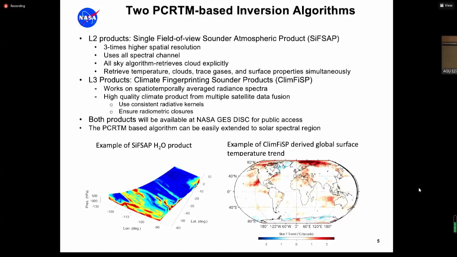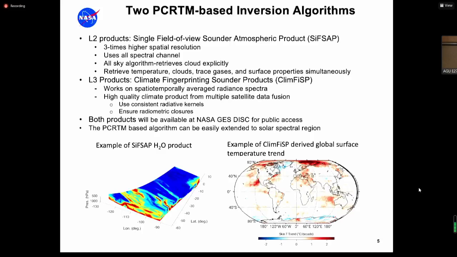And then we have another product, called level 3 product. It's a climate fingerprinting sounder product. Instead of doing retrieval for each field of view, we average the radiance temporally and spatially. So let's say we get monthly mean, and then we do either zonal mean or a 0.5 by 0.5 degree grid. And then we apply the retrieval on those averaged radiances. So you can imagine this is going to be very fast, okay? But it's going to be physical as well because we use the same radiative kernel derived from our level 2 algorithm and apply that to all the sensors.